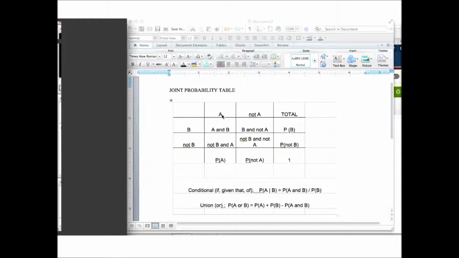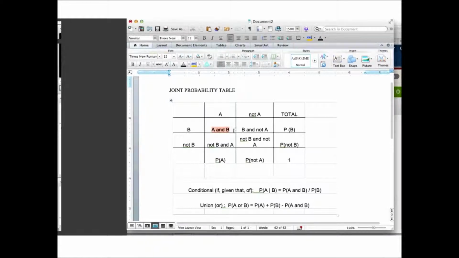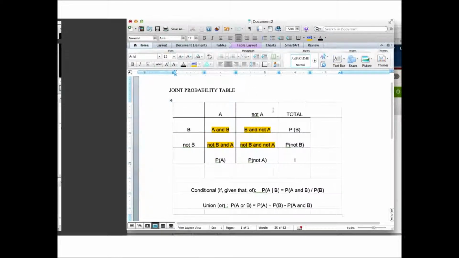This is called a joint probability table because the middle of the table contains joint probability. These are called joint probability, okay? Joint or intersection. The margins are at the borders of the table. Margins, there's no condition. It's on the event by itself. So P of B, P of not B.